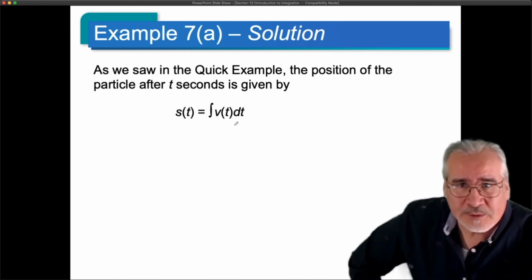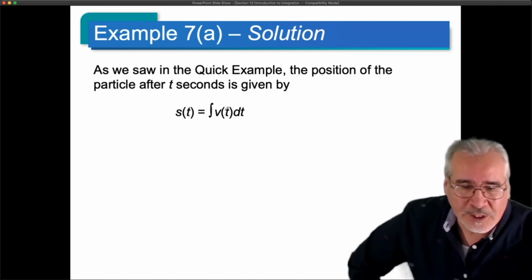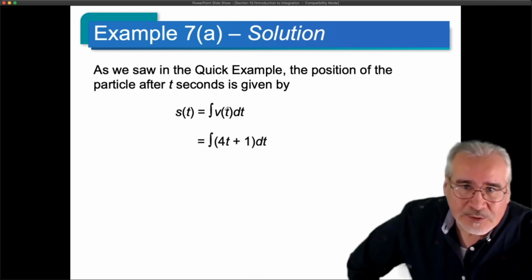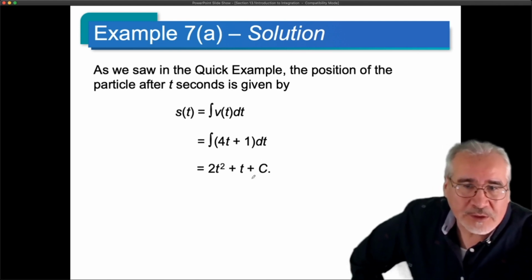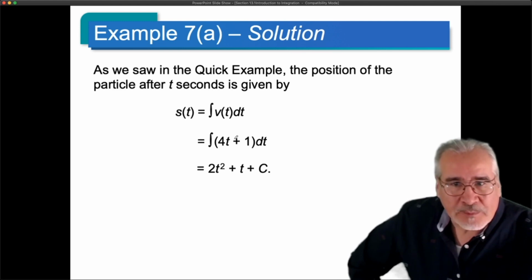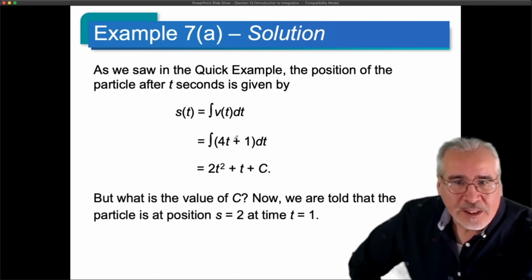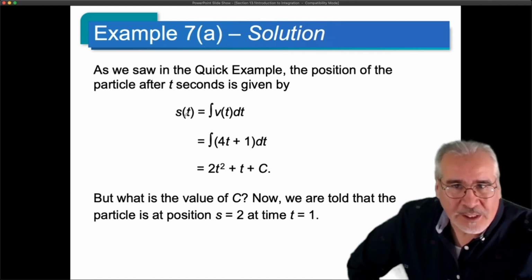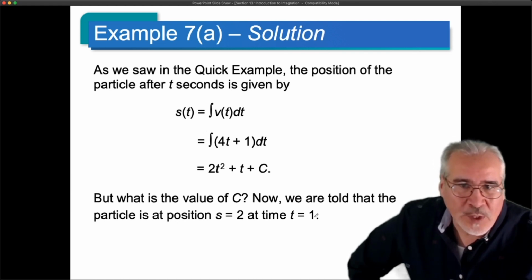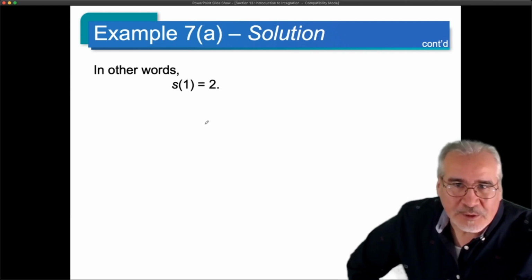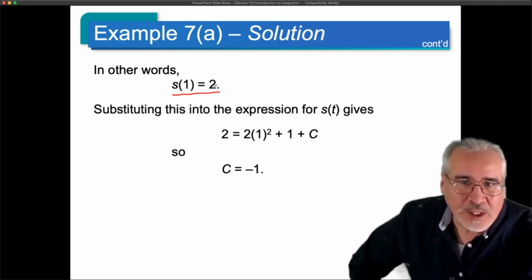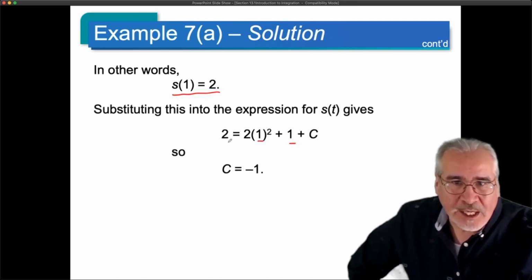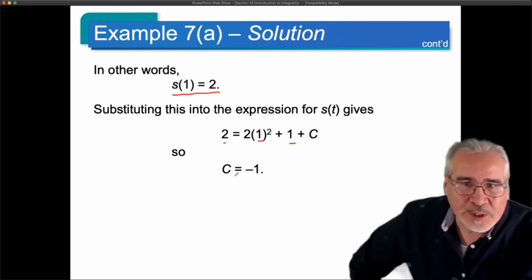Okay, so the quick example, position function is the integral of velocity. There's a velocity function, and just as we talked through it, it integrates to 2t squared plus t. Now what we're going to do is use the fact that s is 2 and t is 1. So just like we wrote up there, s of 1 equals 2. So take that function, plug in 1 everywhere there's a t, and the whole thing is going to be equal to 2, so you're able to solve for c, do all the algebra.